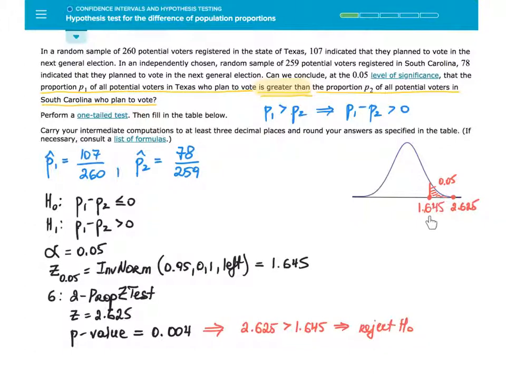Now it's time to find the test statistic. I'm utilizing option 6 on the list of tests called 2 proportion z test. And it gives me a z-value, which is the test statistic, of 2.625 and a p-value of 0.004. Please notice, because this test statistic 2.625 happens to be on the right side, or in the critical region, with respect to this critical value, I can conclude that we must reject the null hypothesis.